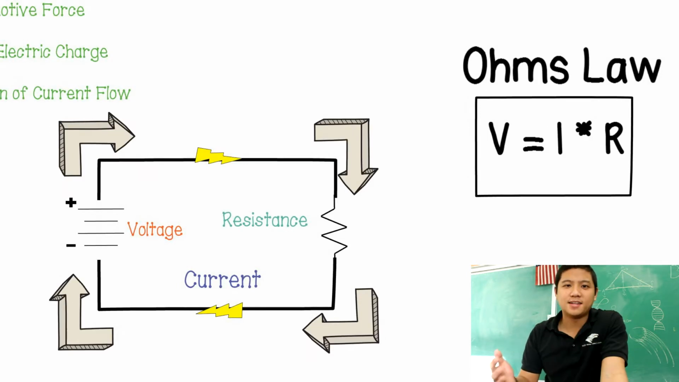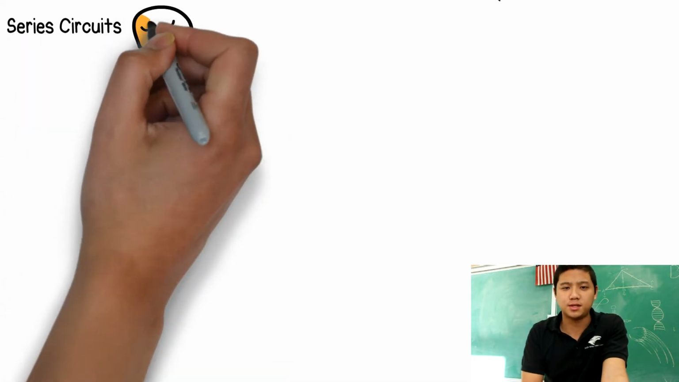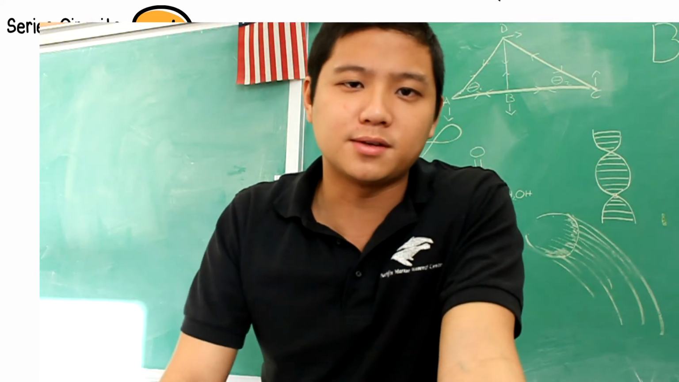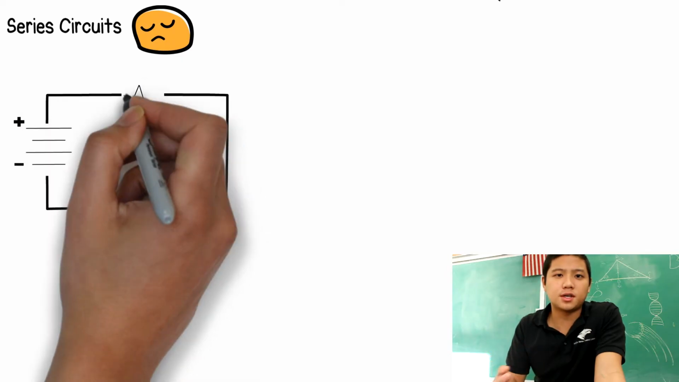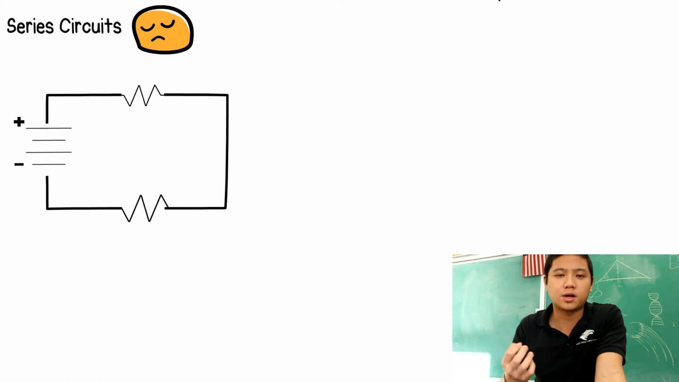Now we're going to be looking at two types of circuits, and the first circuit that we need to know is the series circuit. In the series circuit, electricity only flows one way. So let's draw a circuit here, and we're going to have our battery, and we're going to have two resistors.